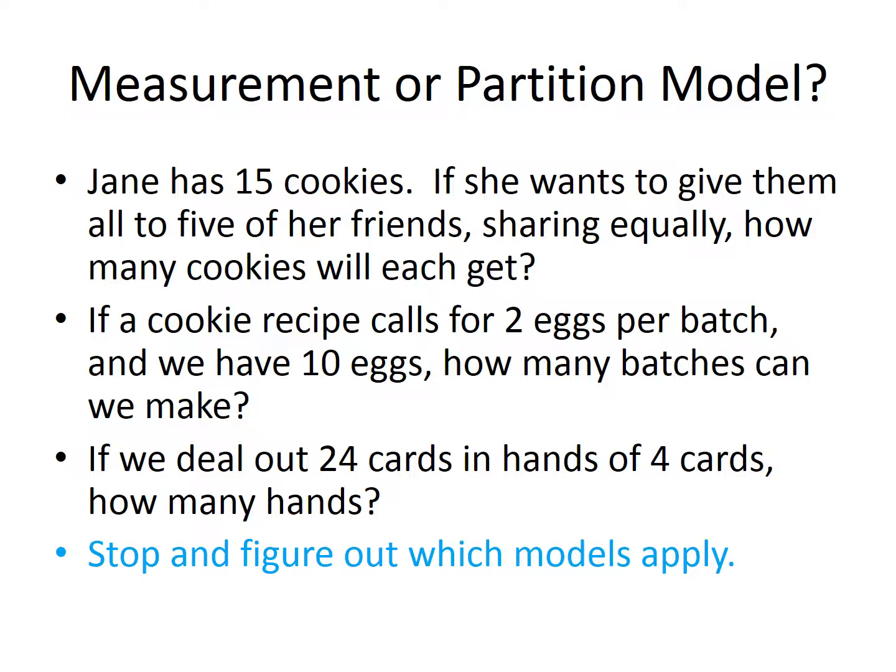Okay, so let's see the answers. Jane has 15 cookies. She wants to give all of them to 5 of her friends. So I'm going to make 5 piles. I want to know how many per pile. That's called partition model.